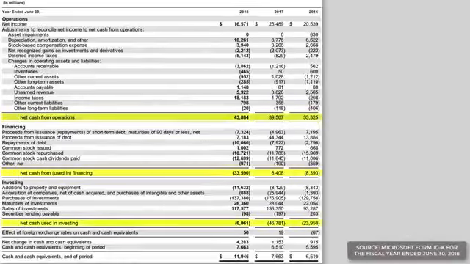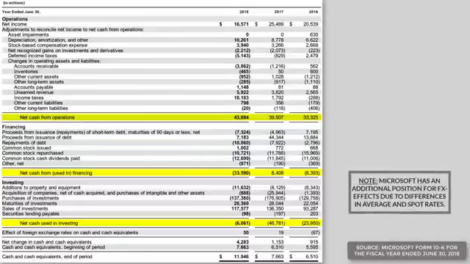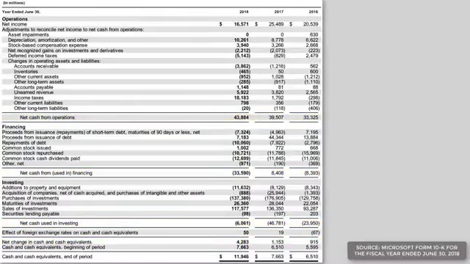And as we've seen in the beginning of this lecture, the sum of the three types of cash flow gives us the company's change in net cash for the period. The net cash flow is the difference between the amount of cash the company had in the beginning of the period versus the amount of cash it had at the end of the period.